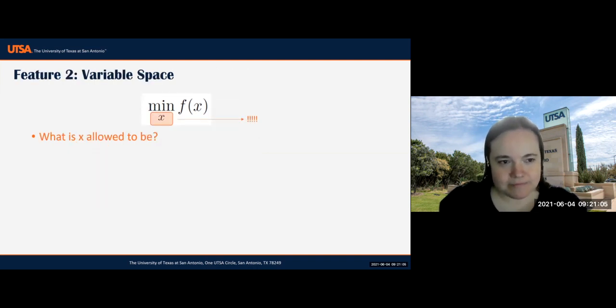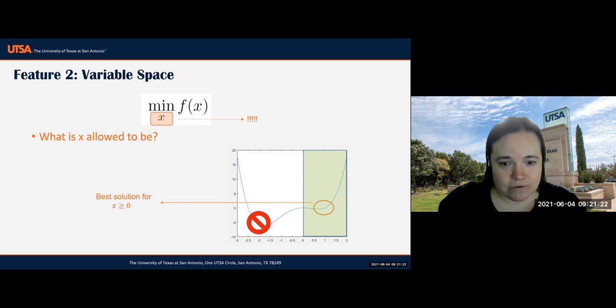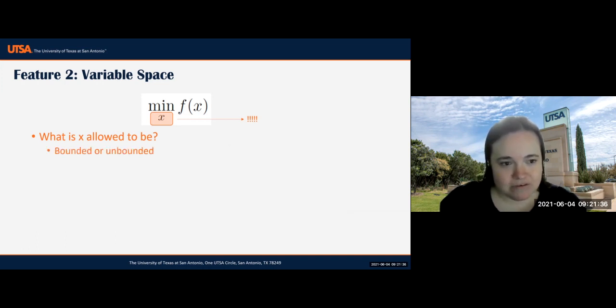Feature number 2 that fundamentally determines the problem is defining your variable space. So you want to minimize this function, f of x, but what are you allowing x to actually be? Just an easy example, x might be bounded. So if we go back to this one and we demand that x is greater than or equal to 0, then that solution on the right side suddenly becomes the best solution that we could have. So bounded or unbounded is a fundamental way that we can define our variable space.